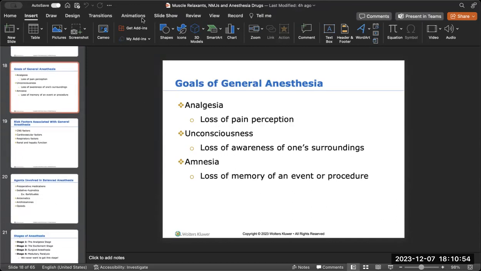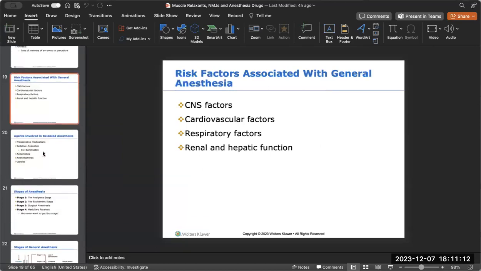So, what are the goals of anesthesia? Like we said already, pain loss. They don't have pain. They don't know what's going on. And they lose memory that the event or the procedure even happened. We don't want them to remember anything, okay? We just want to be able to do the surgery and have them have no pain and not be aware of what's going on.